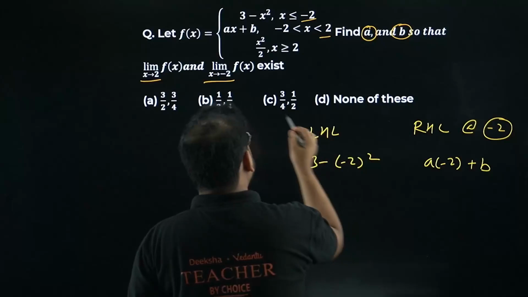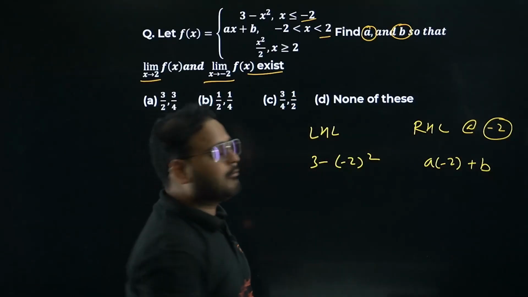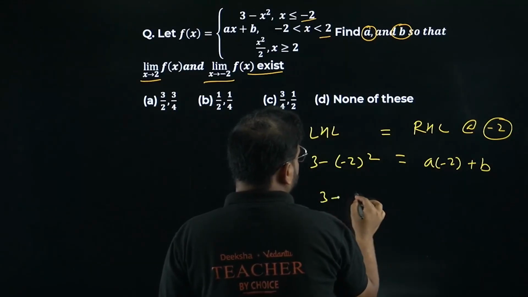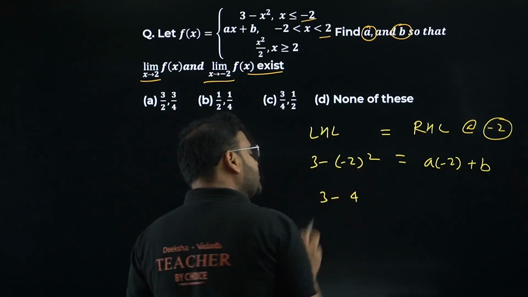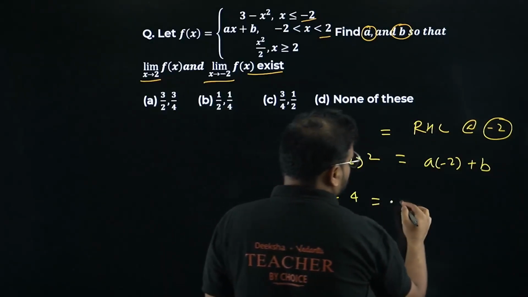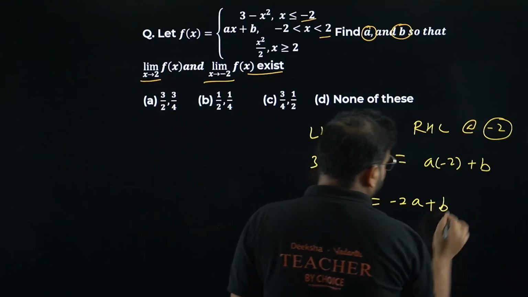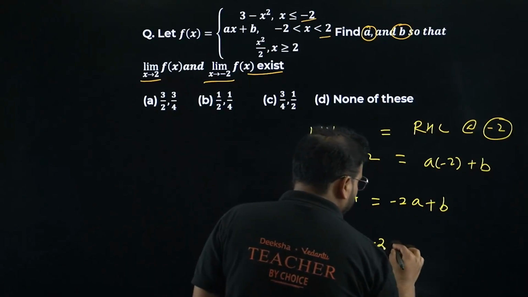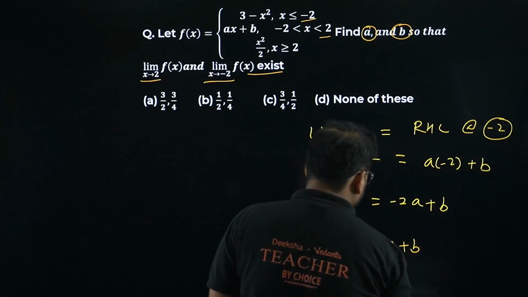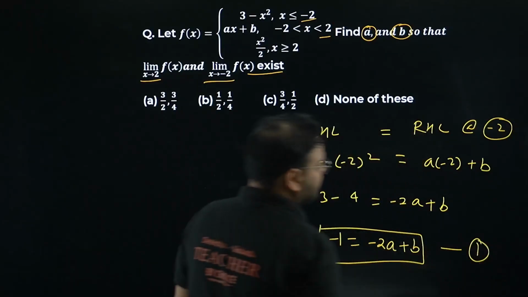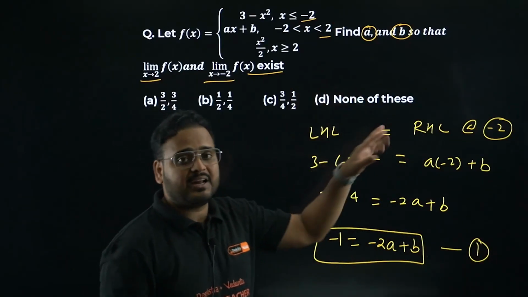Now for the limit to exist, as they've given here, I have to put them equal to each other. Check this. I'm going to get here 3 minus 4, since (-2) square is 4 and there's a minus sign. So 3 minus 4 equals -2a plus b, which gives me how much? 3 minus 4 is -1 equals -2a plus b. Let's call this my equation number 1, because I have two variables involved, a and b. I need two equations.